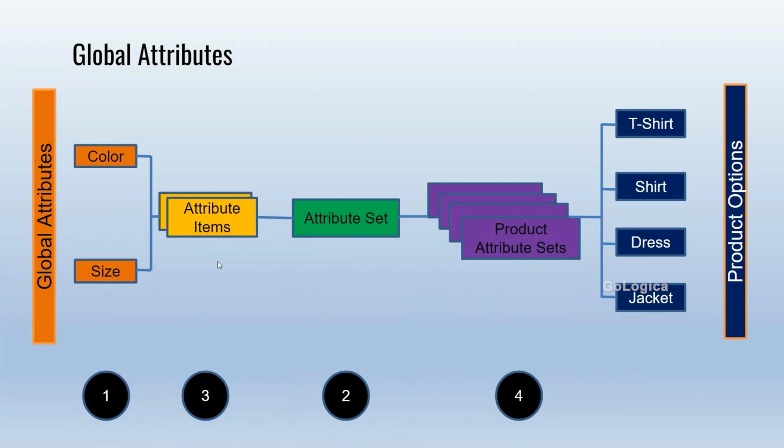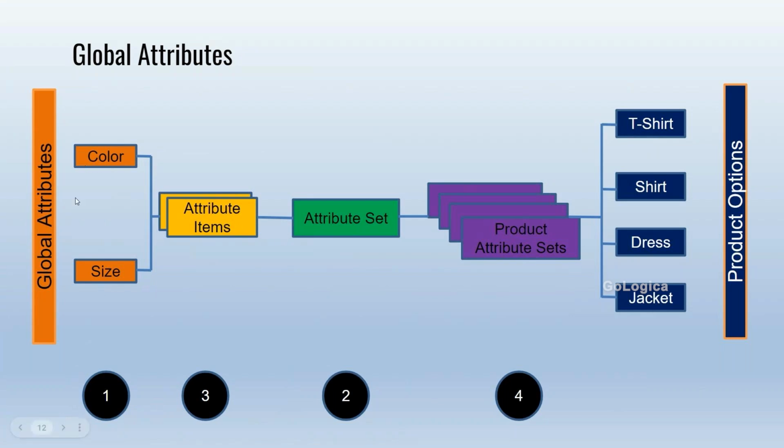Then attribute items will be there depending upon the color and the size, how many items are available. And these are the product attribute sets, which are allocated to all the types of product options which are there. What are the product attribute sets? The attribute sets which we have created.